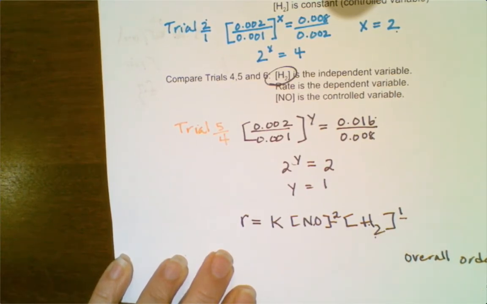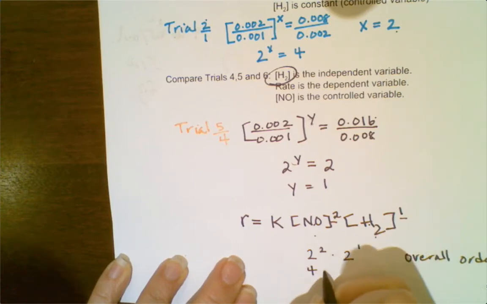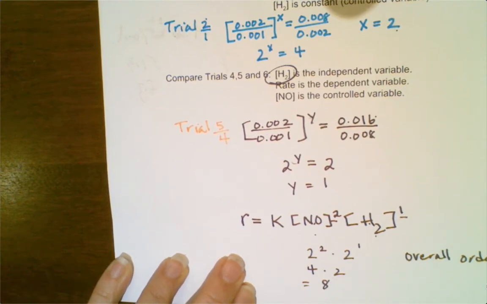What we would do is, if I doubled this and I doubled that, I would say, okay, 2 to the 2 times 2 to the 1. So this would be 4 times 2. So your overall rate would be 8 times faster.